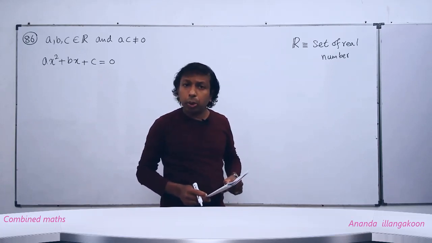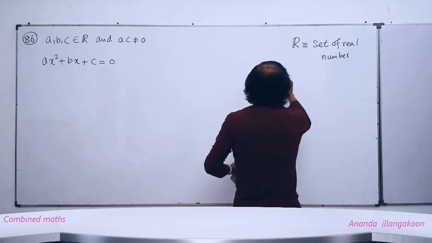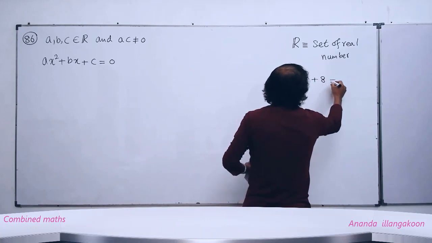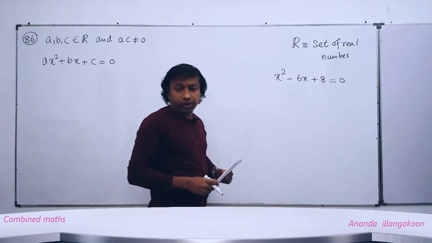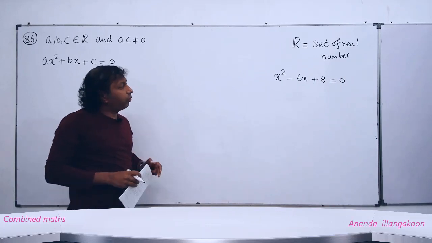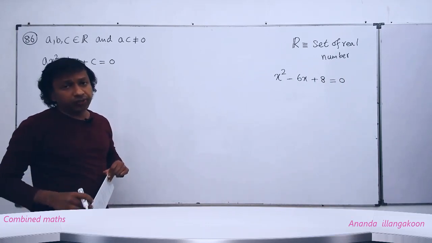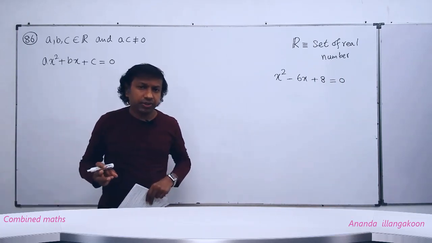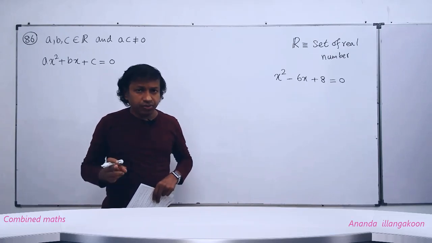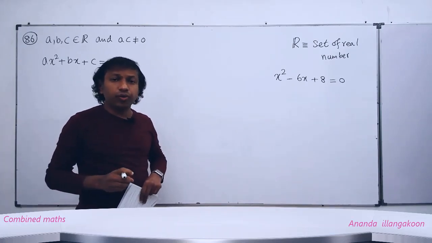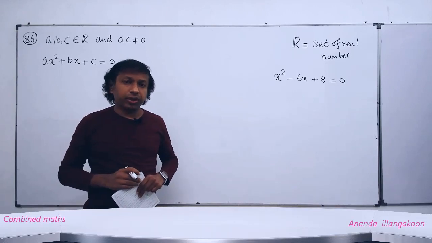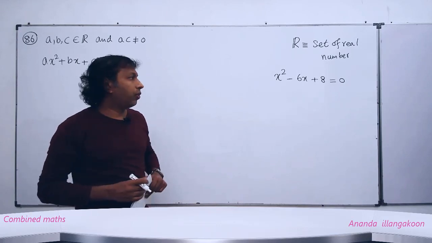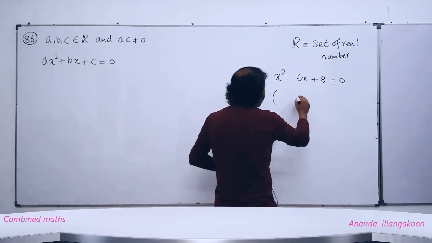Okay people, for example, suppose x squared minus 6x plus 8 equals 0. When I consider this quadratic equation, we know how to find the roots. There are three methods we basically learned. The first is the factorization method. The second is the completing the square method. The third is using the formula x equals minus b plus or minus square root of b squared minus 4ac, divided by 2a. Here we can very easily factorize this.